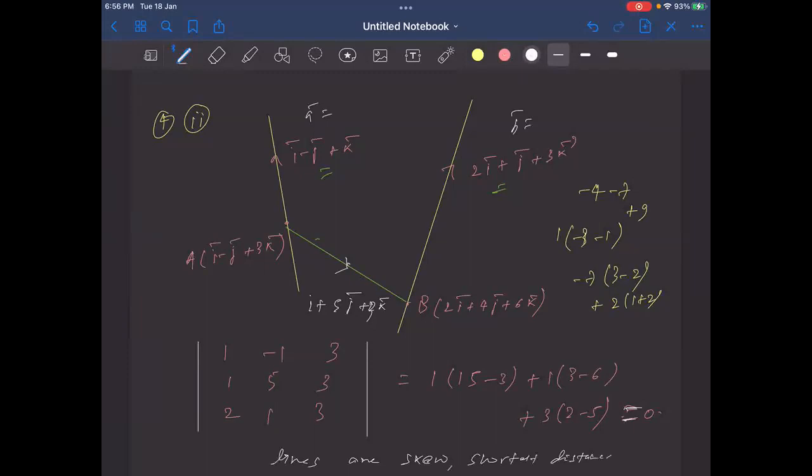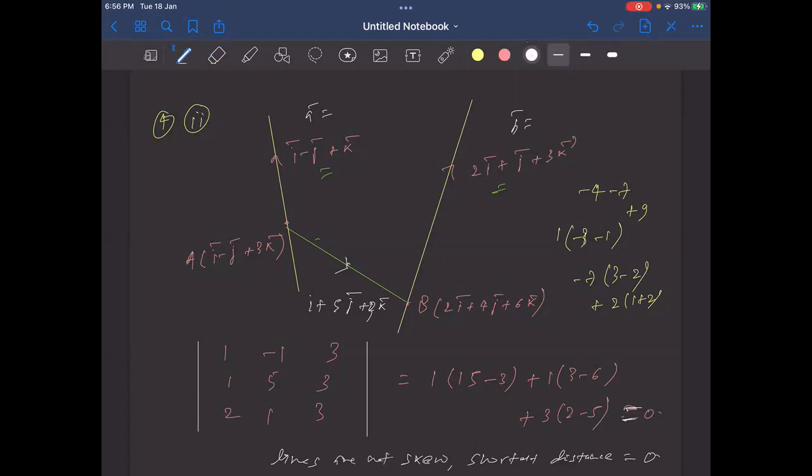Can I say that? Shortest distance is also equal to 0. Am I right? Yes, sir. So they're not skew. They are skew, no? If they're intersecting, how can they be skew? No. Sorry, they are not skew. Lines are not skew. Yeah, sorry. Lines are not skew is the correct statement.